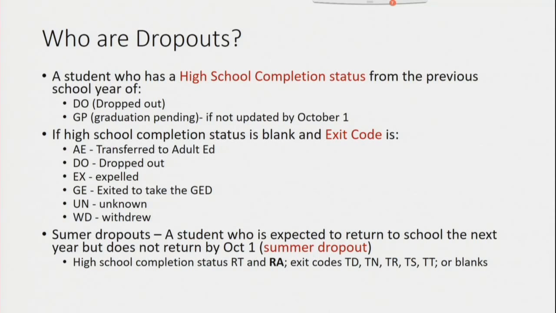So if a high school student has a completion code of either RT, retained senior, or RA, which is the retained senior expected to finish with an alternate diploma, if those codes are not updated, then that can turn into a summer dropout. Also, the T codes, which are the transfer codes, if a student is not picked up by another LEA or those codes are not changed by October 1, then they also default to a summer dropout essentially, or if it's left blank.